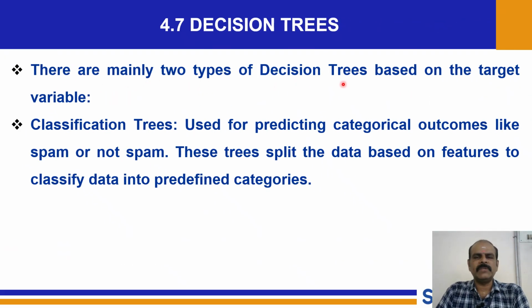There are mainly two types of decision trees based on the target variable. So the first type is classification trees, used for predicting categorical outcomes like spam or not spam. These trees split the data based on the features to classify the data into predefined categories. Okay, so it is a simple example where you got a mail, whether it is important or unimportant. So there will be a set of predefined categories against which it will be evaluated and the decisions will be arrived. So classification tree is one type.